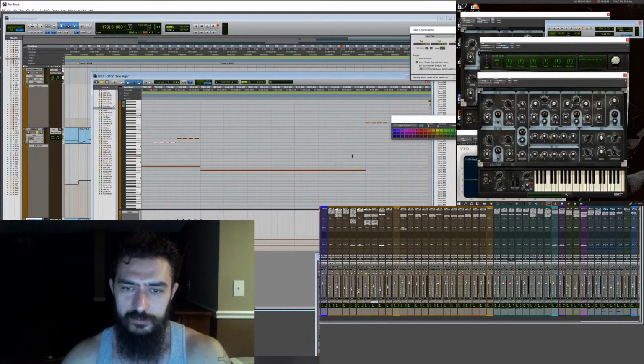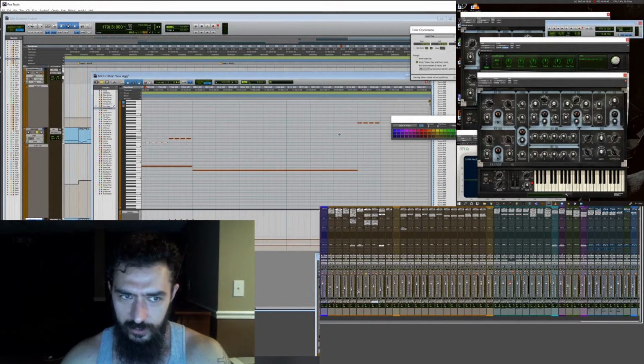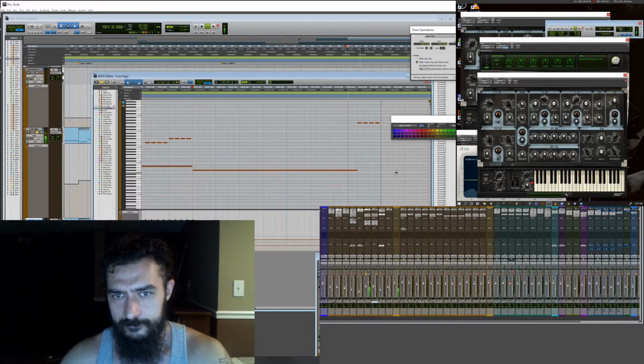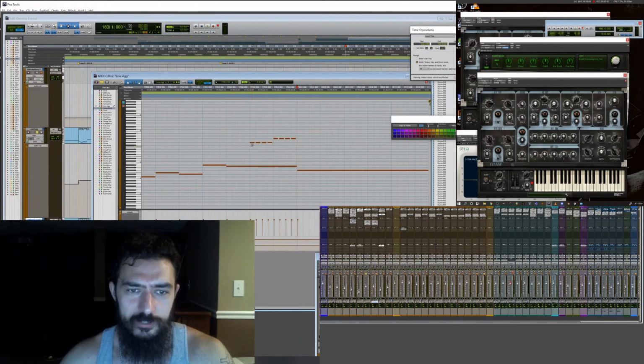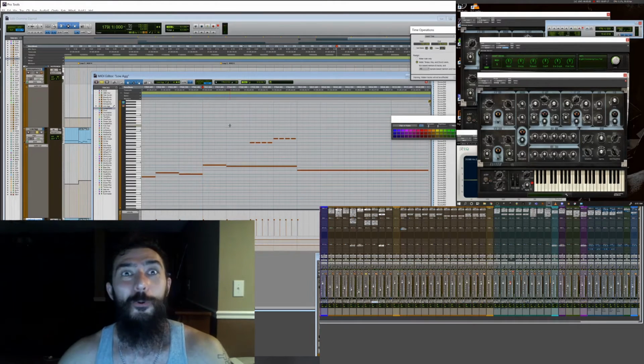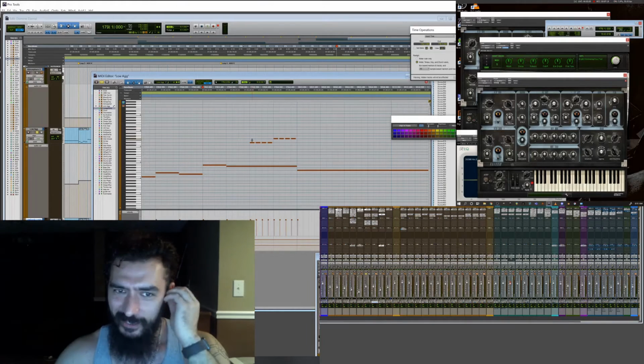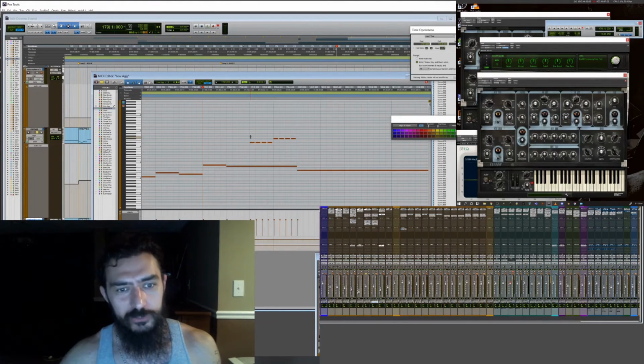So let's take a listen to just what this does on its own as 4/16ths. Sounds cool, very EDM-y. Because of the monophonic nature, at this particular section where I have it playing multiple notes at the same time, I get this really interesting flutter effect. Oh, so cool.